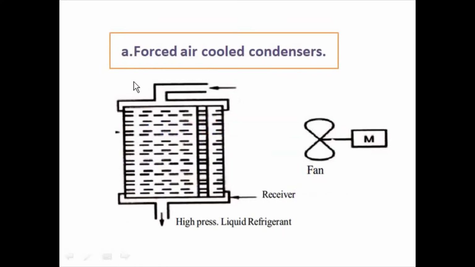Looking at the construction of the forced air-cooled condenser, this is the air-cooled condenser. This is the inlet from the compressor, and this is the outlet from the condenser to the receiver. As you see, for the forced air-cooled condenser, we use a fan to provide the required cooling medium to the condenser.